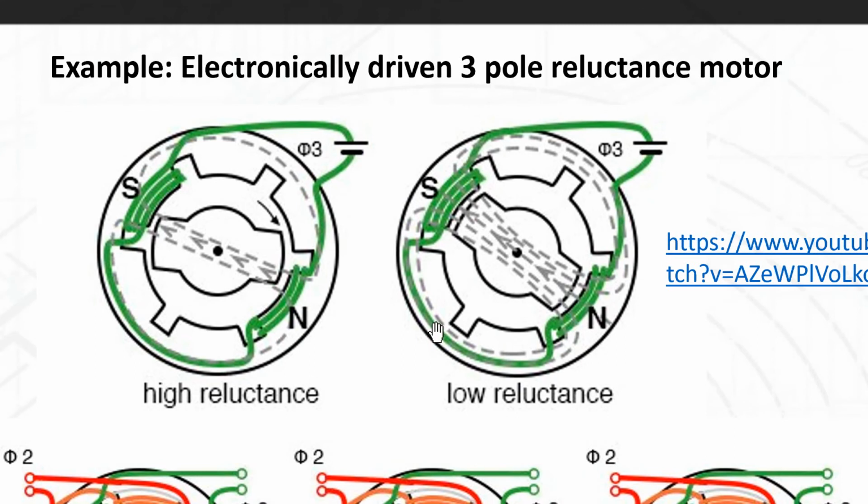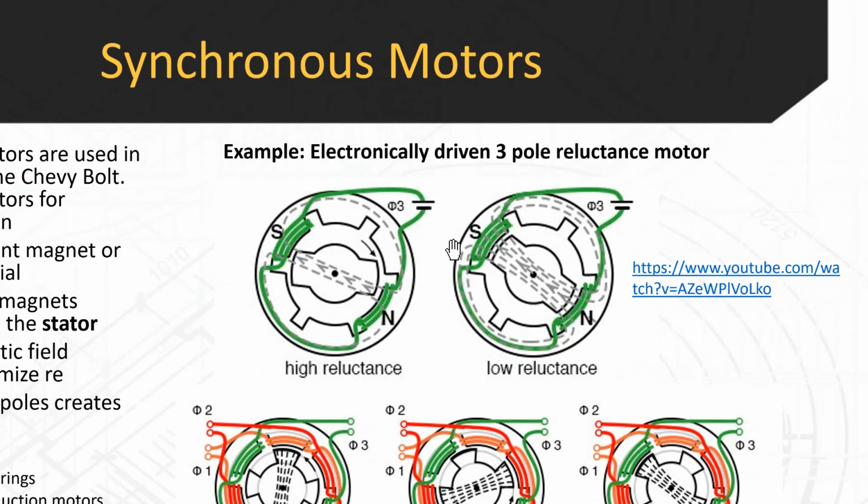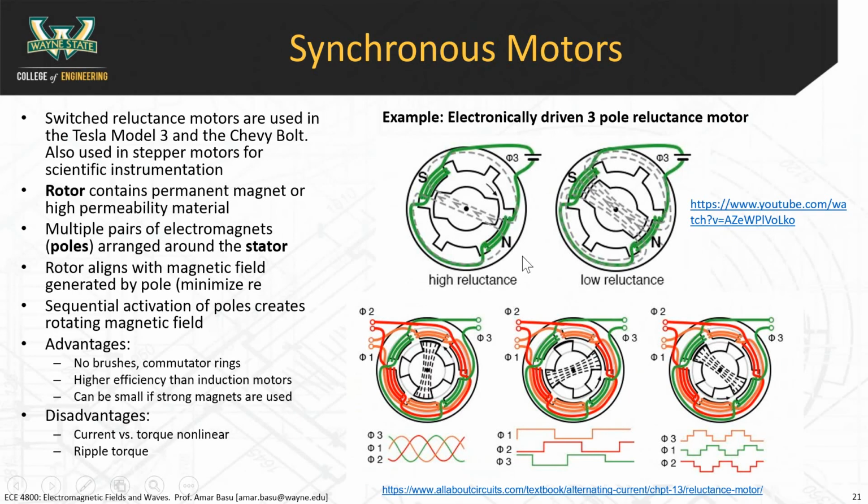And when it's aligned, there's a lower reluctance. The laws of physics, the energy, will be such that the motor will want to align in the low reluctance state. So this is an example of a magnetically permeable material aligning with the magnetic field. You can think about it either way. The simple way is to think of this as a permanent magnet, or the more correct way is to think of this as reluctance.